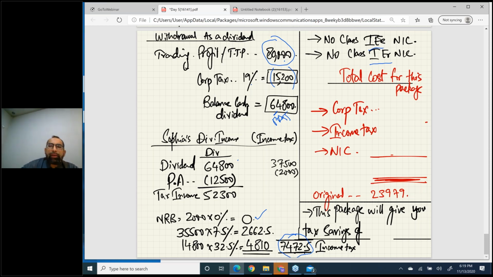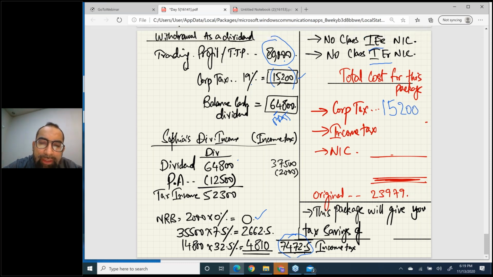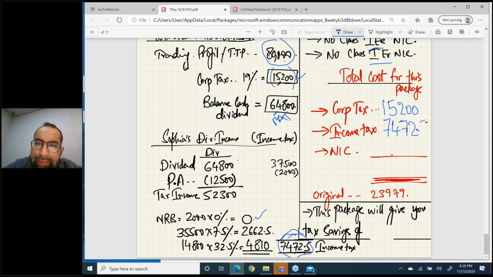Okay, let's work out the second package. In the second package you have to pay corporation tax of 15,200. You have to pay income tax of 7,472.5. And in the second package there is no NIC. Come on, add it up.